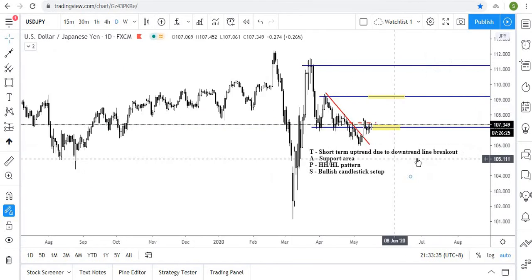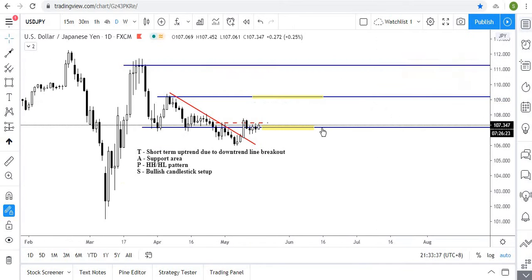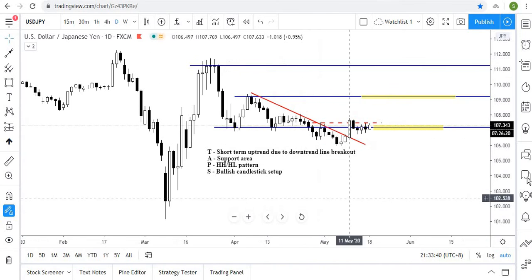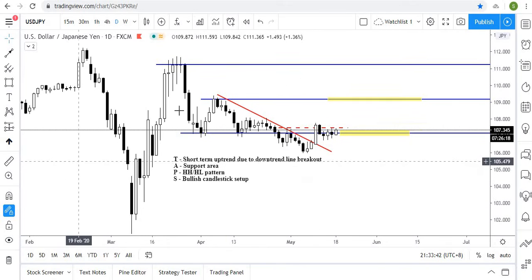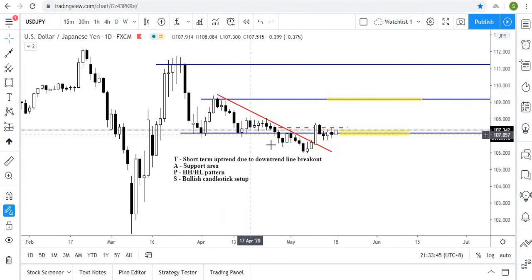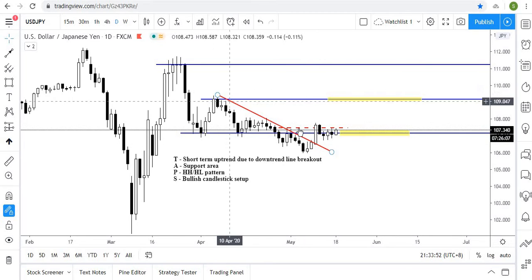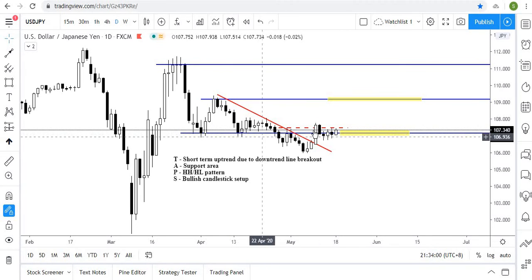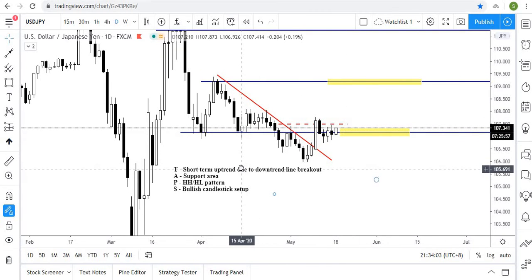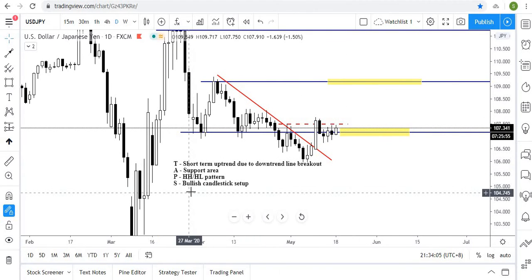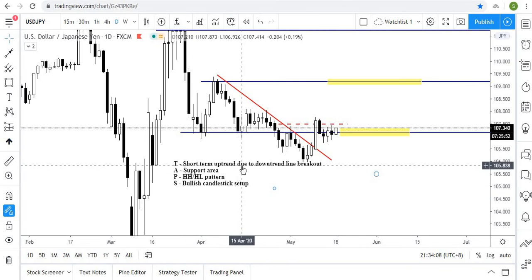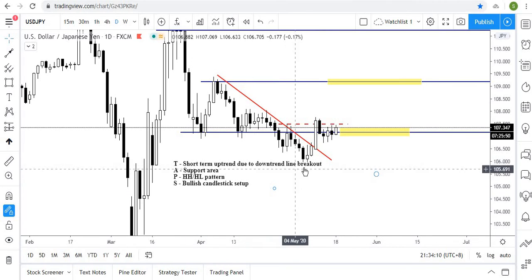USDJPY. This will be the last pair. In the last 2 videos I mentioned my view is on the downside, but last week we had quite strong bullish candles that broke out of this short-term downtrend and also closed above this resistance area. So in the near term, I am looking at an uptrend, I mean upside, due to the downtrend line breakout.